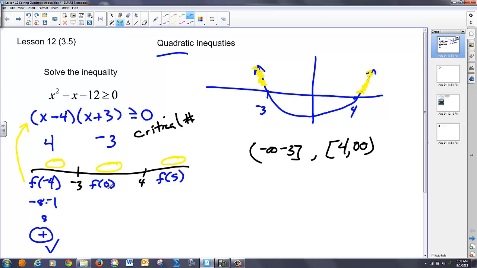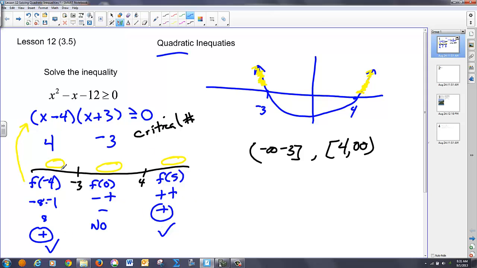If I plug in 0, notice I get negative 4, which is a negative number. And this is how I'm going to do it from now on. And a positive 3, which is a positive number. And if I multiply those two together, I get a negative number. This does not satisfy our inequality. If I plug in a 5, I get 5 minus 4, which is a positive 1 or a positive number, and 5 plus 3, which is 8 or a positive number. Multiply those positive numbers together, get a positive number, and that satisfies our inequality.